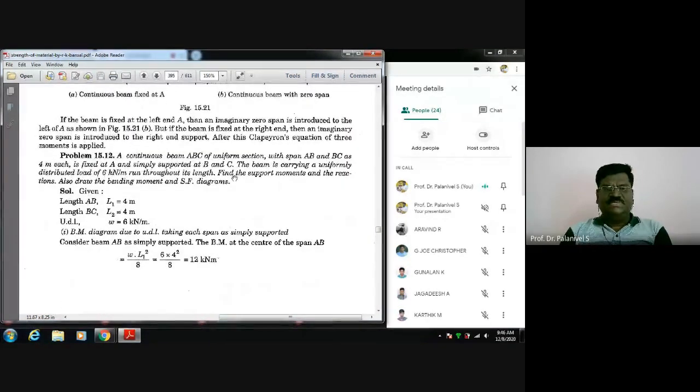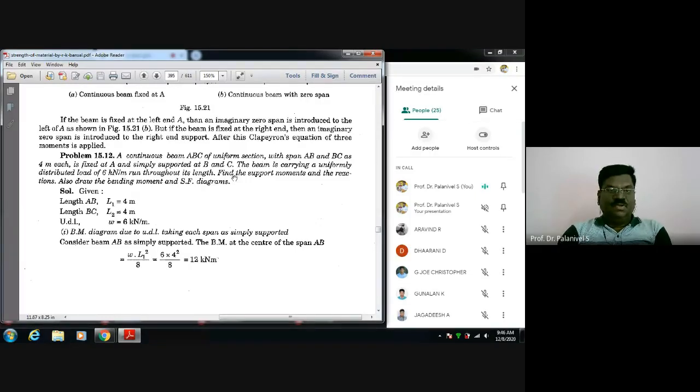A continuous beam ABC of uniform section with the spans AB and BC as 4 meters each, is fixed at A and simply supported at B and C. The beam is carrying a uniform distributed load of 6 kN per meter run throughout its length. Find the support moments and the reactions. Also draw the bending moment and shear force diagrams.